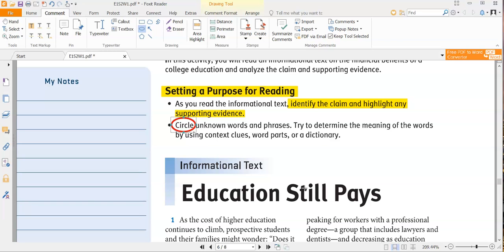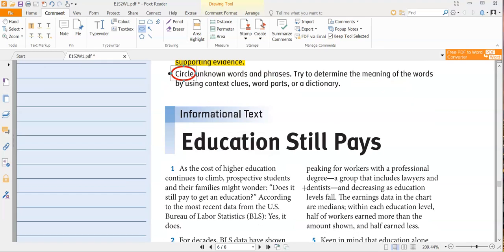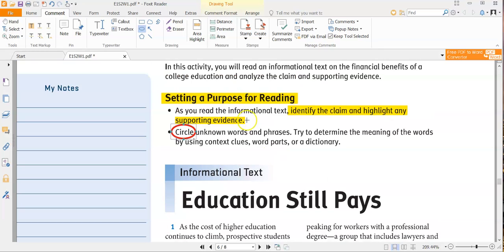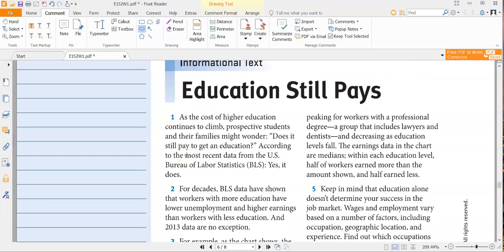Our informational text that we're going to read is called Education Still Pays. I'm going to read the first two paragraphs with you and demonstrate the highlighting and the circling techniques, but the rest is up to you. So, paragraph 1. As the cost of higher education continues to climb, prospective students and their families might wonder, does it still pay to get an education? According to the most recent data from the U.S. Bureau of Labor Statistics, yes, it does.